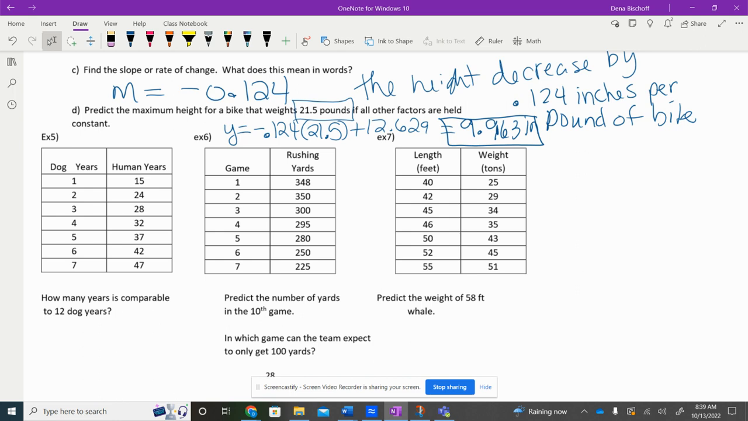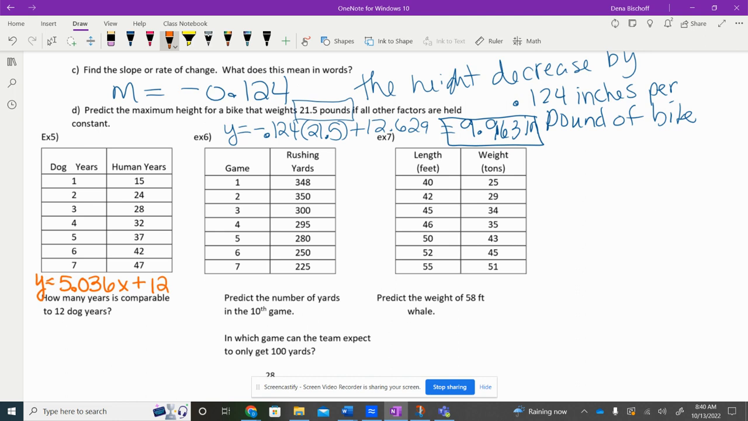Jasmine, what table did you guys do? Table number 1. What equation did you get? Y equals 5.036 x plus 12. Got it. I'm putting it up there and I'll save it for a second.